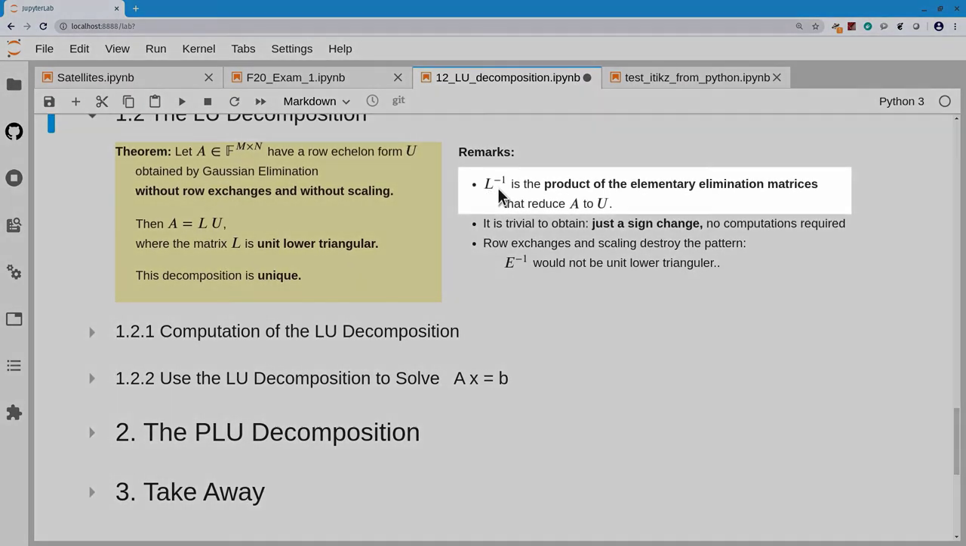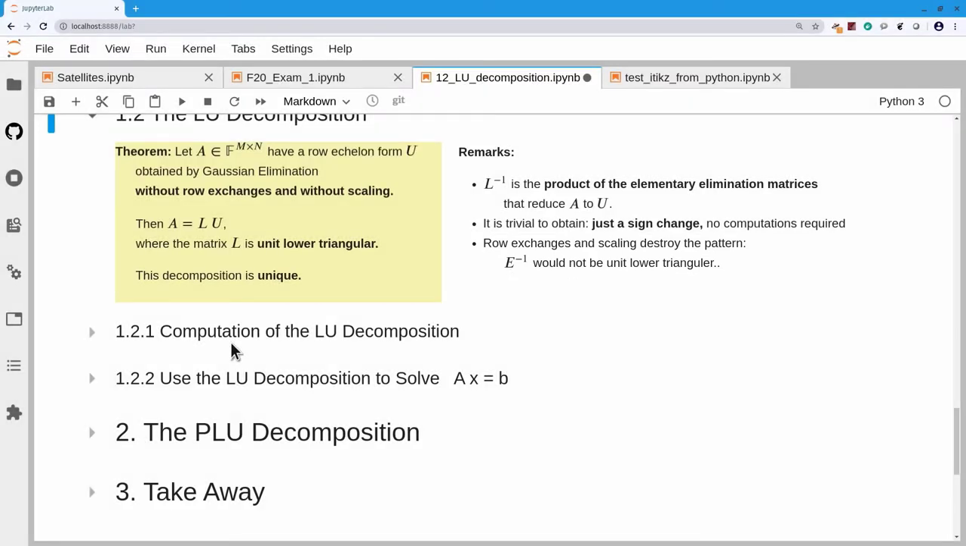So the inverse of L is just the product of the original elementary elimination matrices that reduce A to the row echelon form U. The inverse is very easy to get. It's just a sign change on the individual elementary elimination matrices, copying the columns together. But row exchanges and scaling would destroy that pattern. We can't use row exchange and scaling. What will happen is that E inverse would no longer be unit lower triangular.